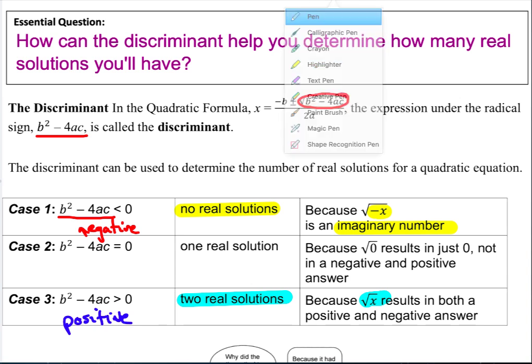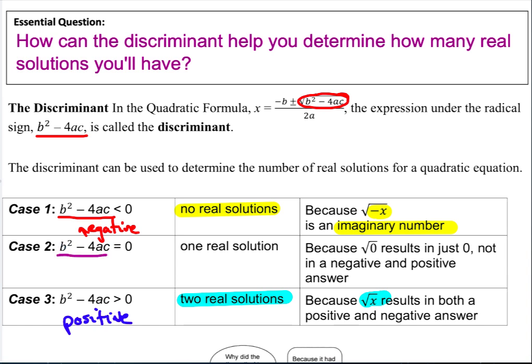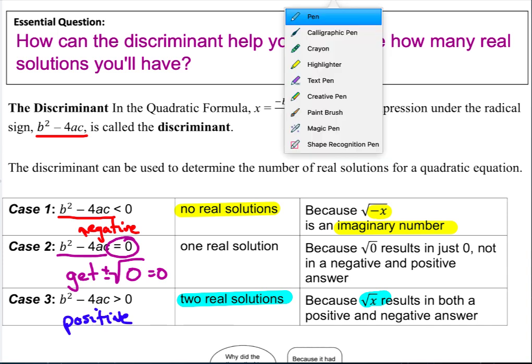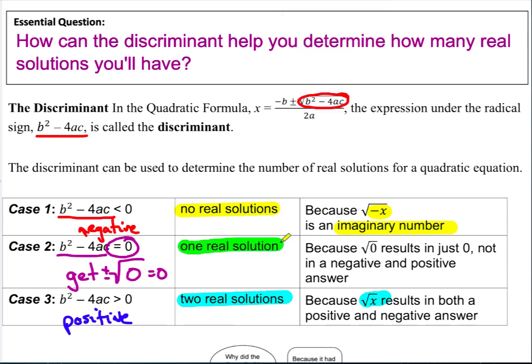But the one case that we haven't seen a whole lot of so far is what happens when that b squared minus 4ac is equal to 0. So we get square root of 0, which is 0. Well, remember, it's always plus or minus, but I can add 0 or I can subtract 0. I'm going to get the exact same thing. So I'm not going to get two different answers this time. So I'm only going to get one solution because square root of 0 is just 0, so there isn't a positive and a negative version for us to add.